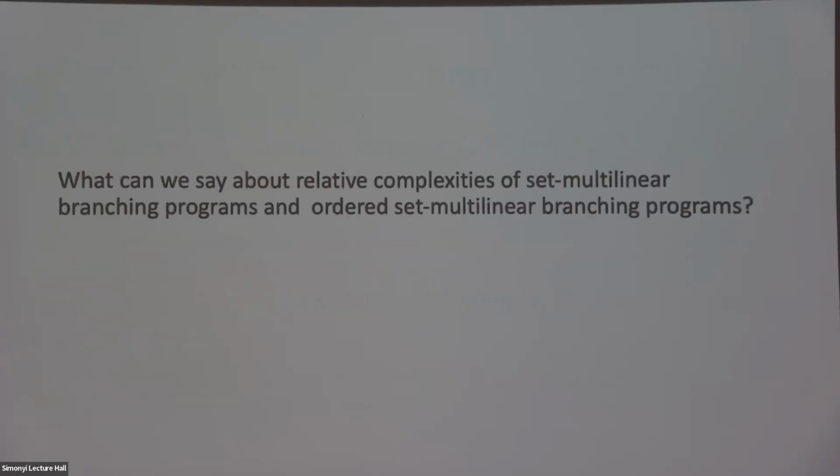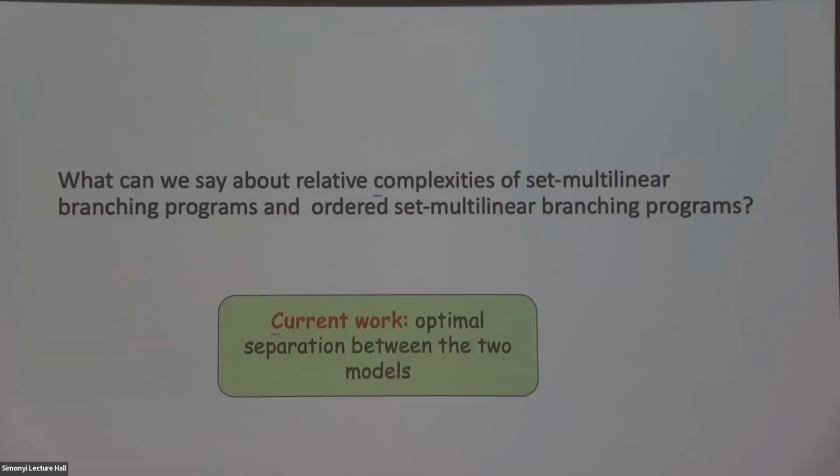So it's a very interesting question to understand the relative complexities of these two models, the set multilinear branching program and the ordered set multilinear branching program. If these two models were the same or similar, so that you could go from one to the other, this would give us general formula lower bounds. But in the current work, we study the complexities of these two models and show that they're actually quite different.